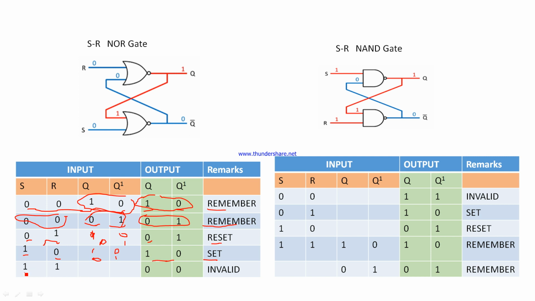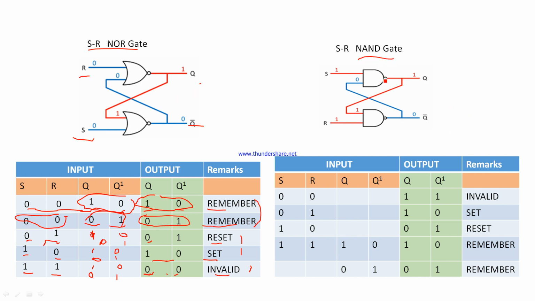Now again, if we put S 1, R 1, at one time we put Q 1 and Q dash 0, the output here, Q becomes 0, Q dash becomes 0, we call that an invalid state. Again, S 1, R 1, Q we assume is 0, Q dash will be 1, the output will be 0 and 0, we call that an invalid state. So it's not difficult to remember, it's easy to remember. S or no gate, we put the S below, R above, then we put our Q and Q dash. So remember, this becomes the remember state, this one the reset state, this one the set state, this one the invalid state.